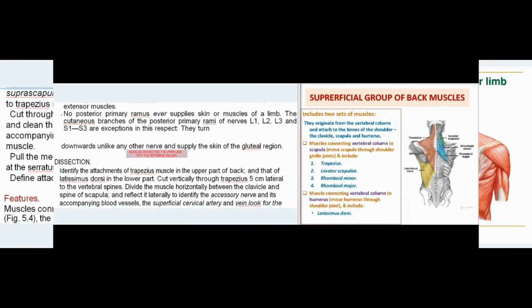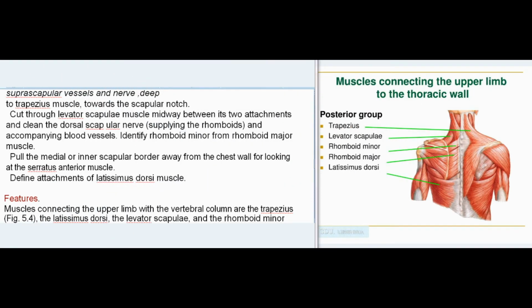Look for the suprascapular vessels and nerve deep to trapezius muscle, towards the scapular notch. Cut through levator scapulae muscle midway between its two attachments and clean the dorsal scapular nerve, supplying the rhomboids, and accompanying blood vessels. Identify rhomboid minor from rhomboid major muscle. Pull the medial or inner scapular border away from the chest wall for looking at the serratus anterior muscle. Define attachments of latissimus dorsi muscle.